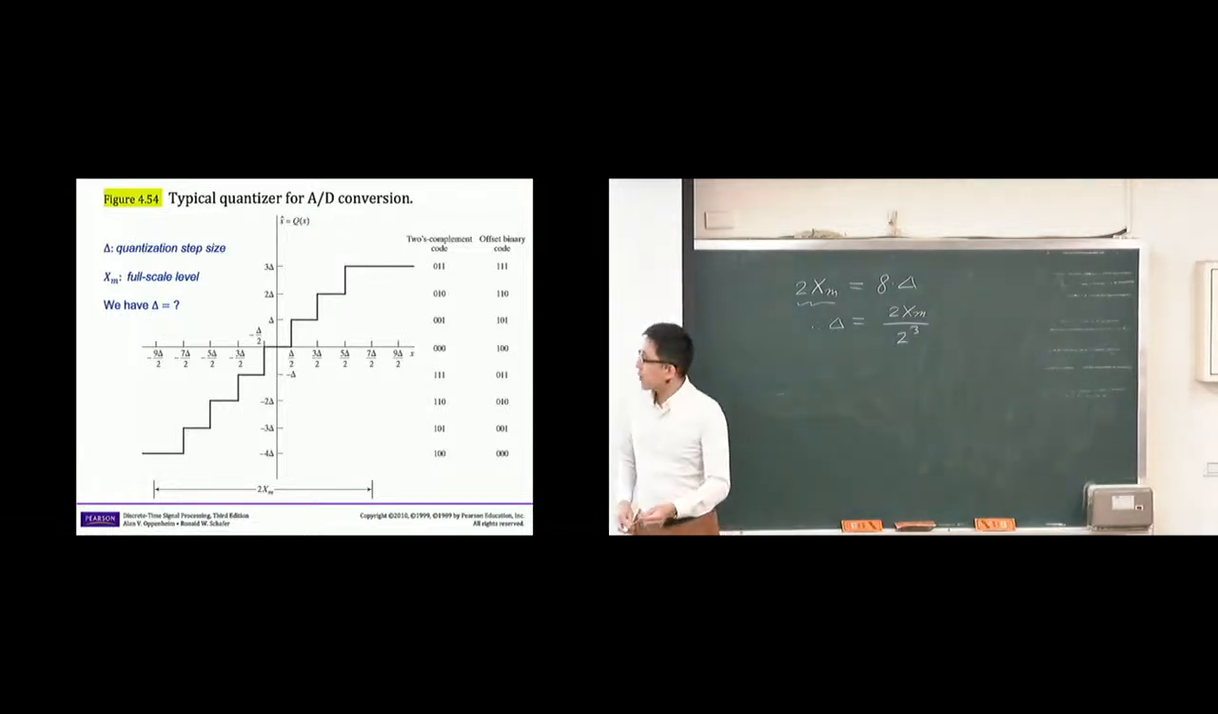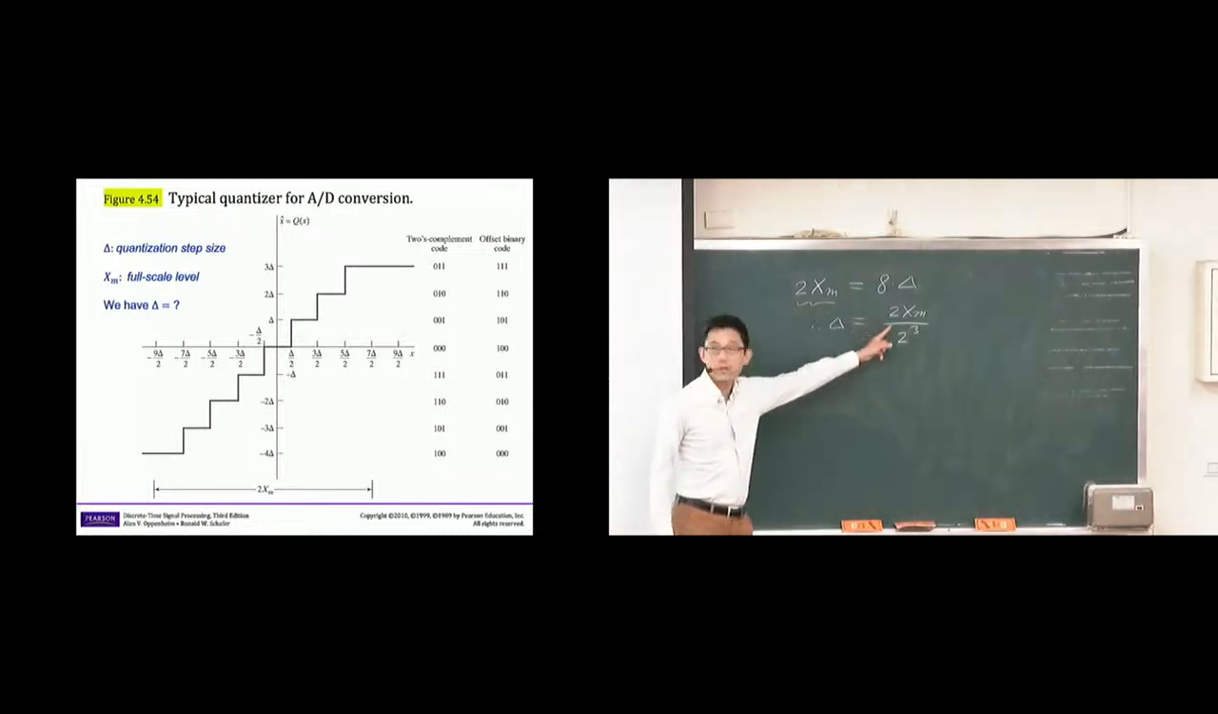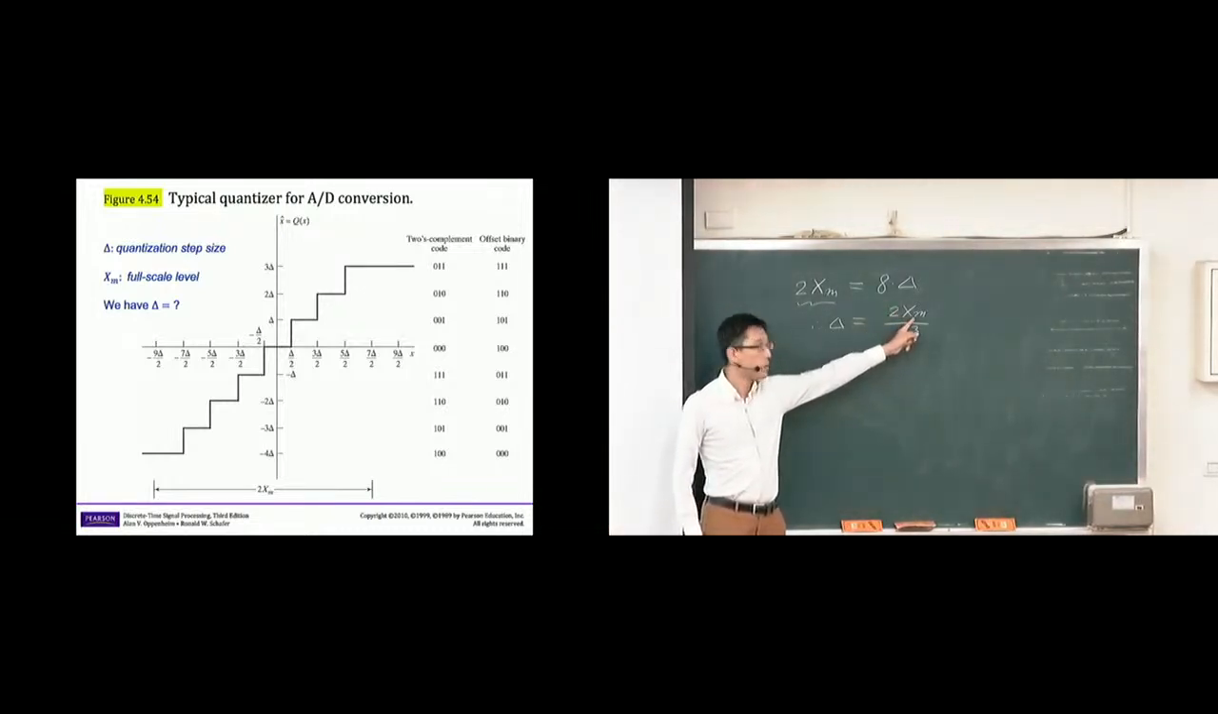Okay, so that's what I'm going to say right here. We have delta equals to that. Okay, 2 times the full scale divided by 2 to the power of how many bits we have.